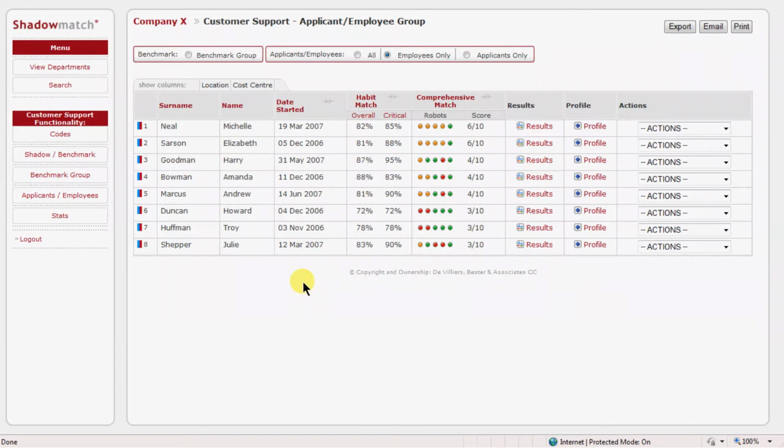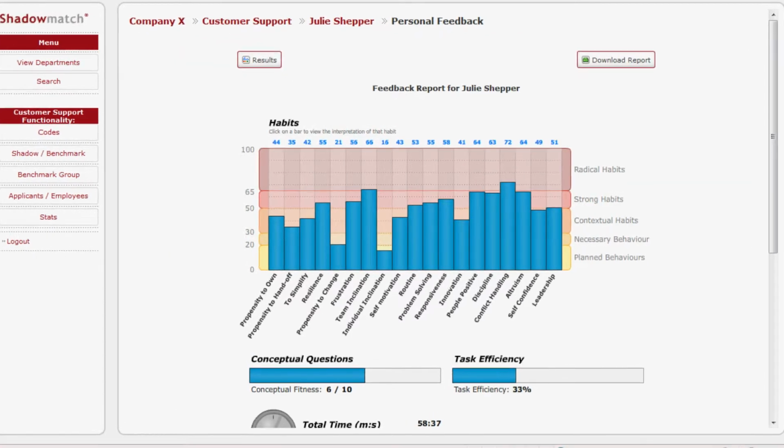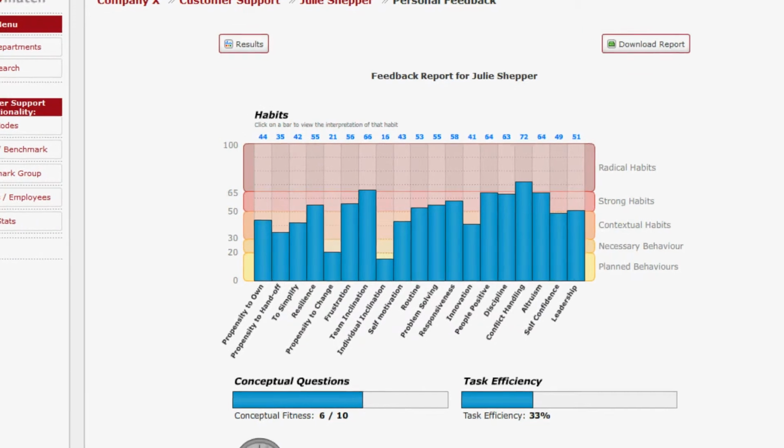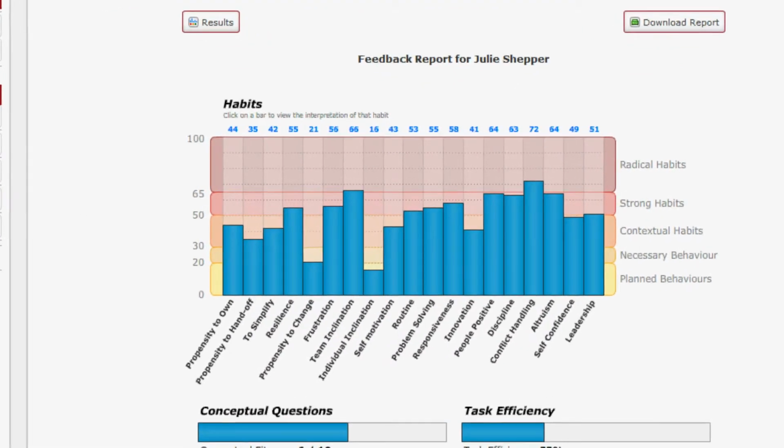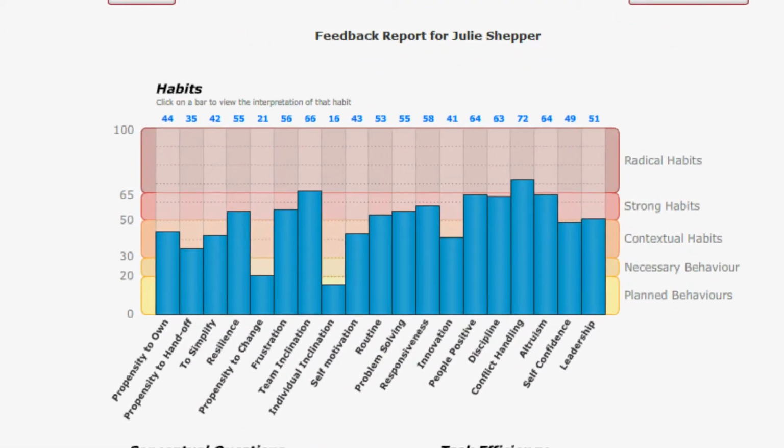I'm going to choose the results of an employee in our customer support group as an example to explain the detail, Julie Shepper. Remember, none of the results we'll discuss are necessarily good or bad, simply a representation of personal attributes. As you can see on the screen, we show 19 different habits. For the next few minutes, we'll look at each one in turn.